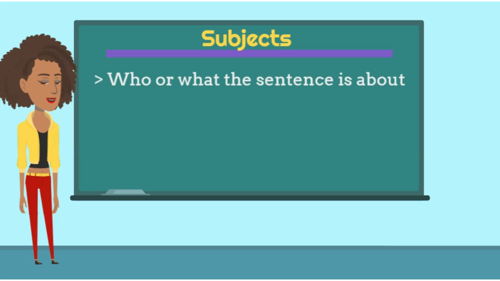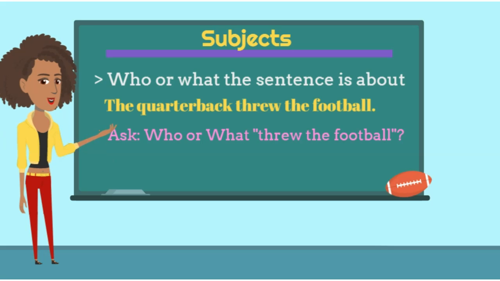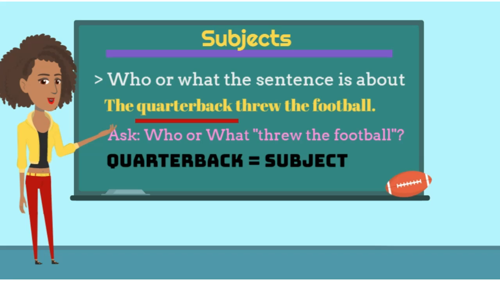Let's try another one. Okay, so remember, subjects tell us who or what the sentence is about. So the sentence we have here says, the quarterback threw the football. In order to find the subject, we can simply ask ourselves who or what the sentence is about, or we can find the verb first. So in this case, threw is the verb, and then we ask who or what threw the football. And the answer is quarterback. So quarterback is the subject.